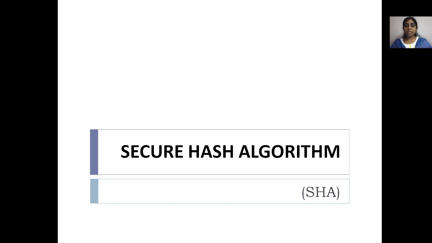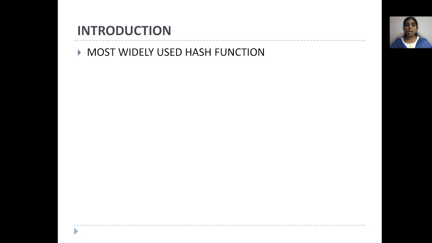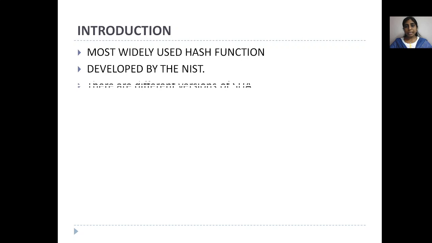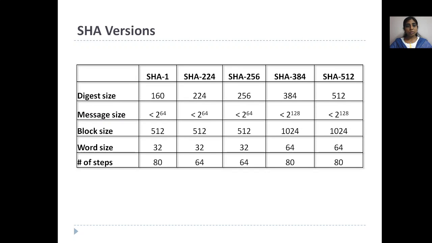So one of the algorithms is SHA. Let us see the SHA algorithm introduction. It is the most widely used hash function, developed by NIST, and there are different versions of SHA: SHA-1, SHA-256, 512, and 224. So we have the message digest.